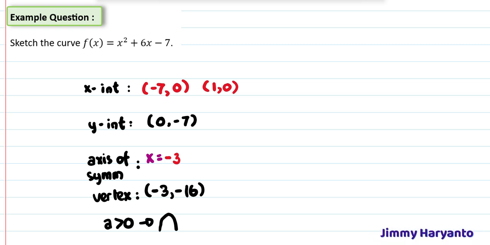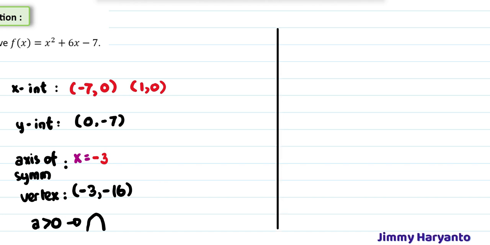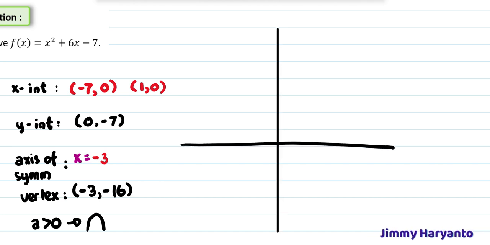And because a is greater than 0, that means the curve must open up. Let's draw this. I will prepare the axes first. The axes will be like this. So this is the y, this is the x.